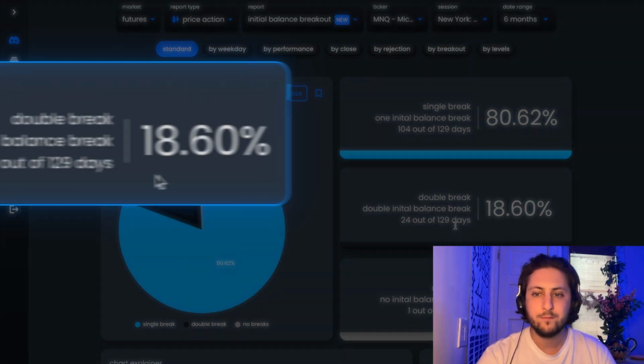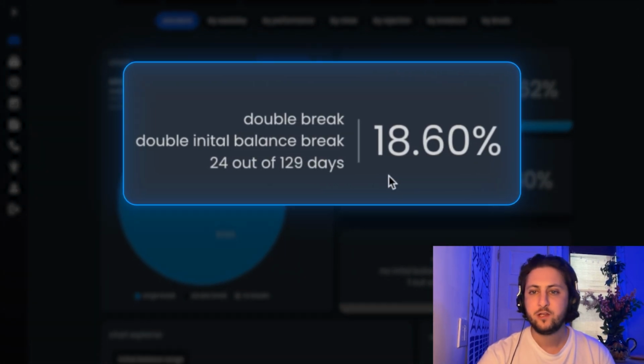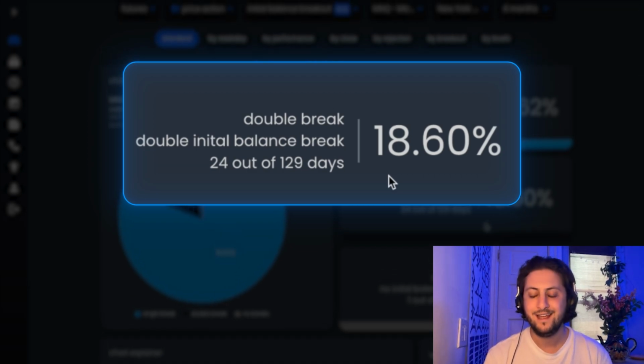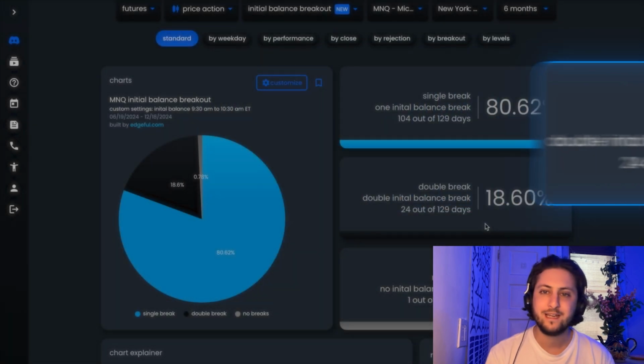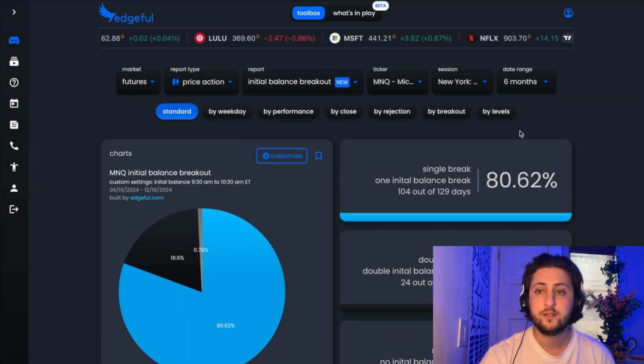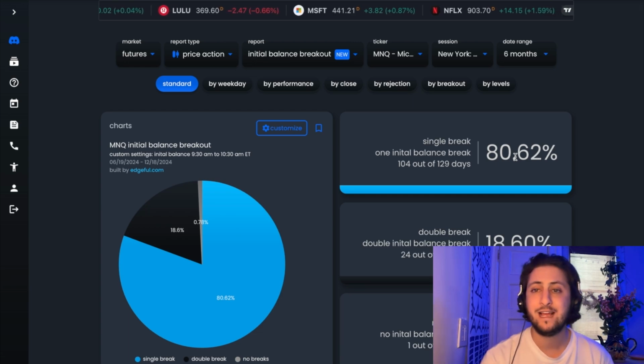So, I mean, sometimes we do get a double break. So in the last 6 months, we've broken the upside and the downside of the IB 18% of the time. So again, you have really high statistical probability here. And this is for the last 6 months. So it's been working really well in the last 6 months.